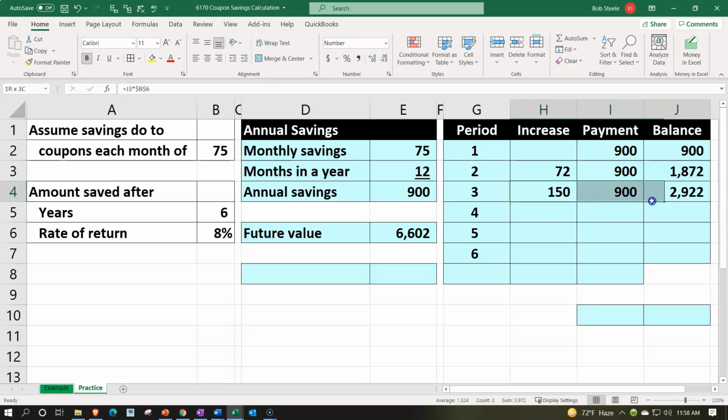Selecting those three cells, putting our cursor on the fill handle, dragging it down to 6 years. We then get to that end result of the 6,600. We get a better idea of the increase, the earnings that would be taking place.